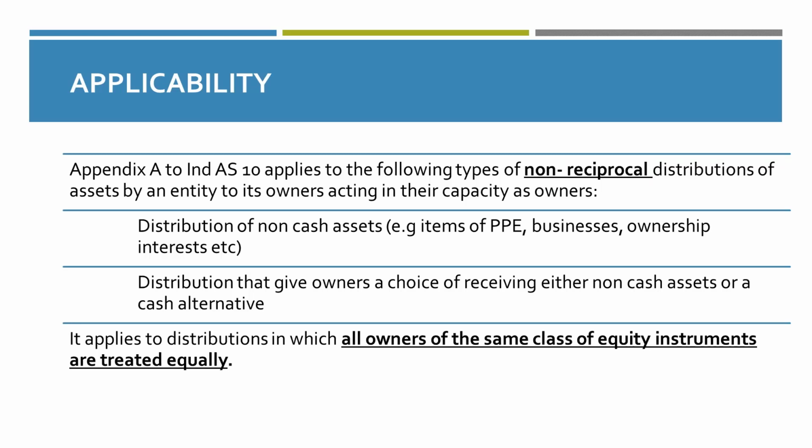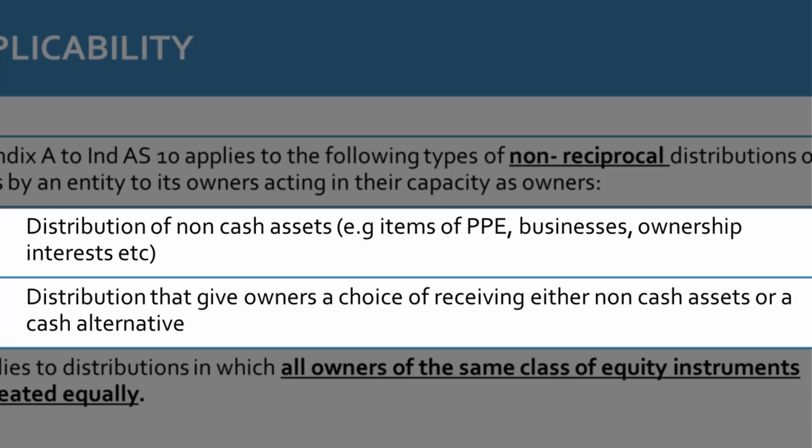So, non-reciprocal distributions of assets by an entity to its owners acting in their capacity as owners. So, what are the two things which are given here? Distribution of non-cash assets. So, either it can be a non-cash asset, or a distribution that gives owners a choice of receiving either a non-cash or a cash alternative. So, the company is giving an alternative to the shareholders. If they want to receive it as a non-cash asset, they can do it. Else, there is also another option which is available to the shareholder. So, these two options are given to the shareholders. Then in such cases also, this Appendix A is to be applied.